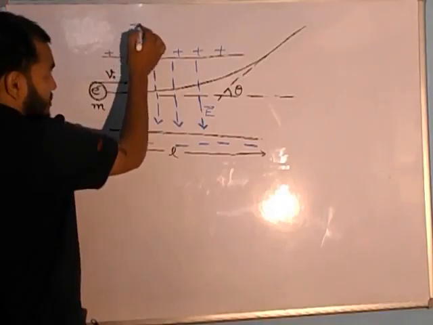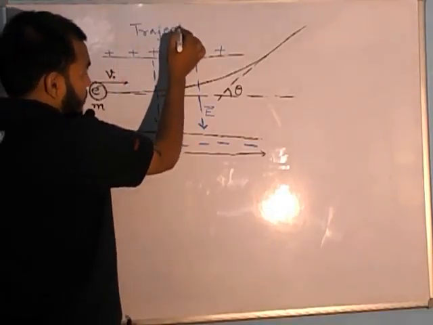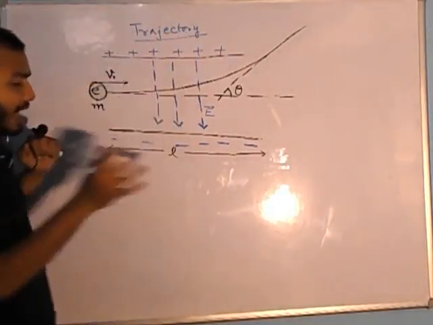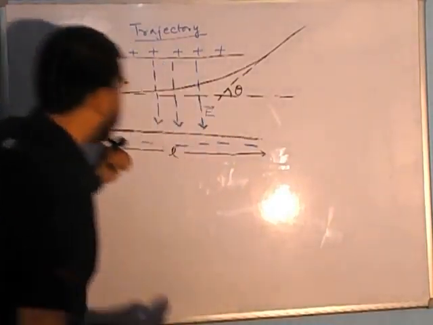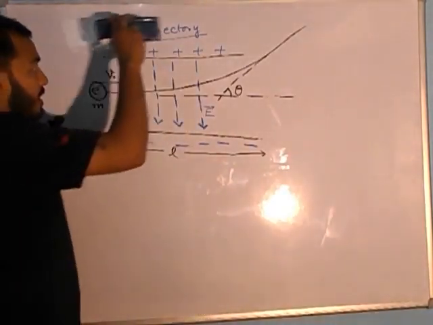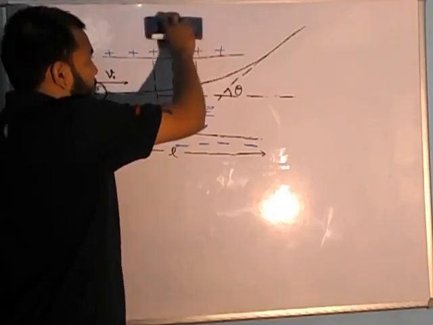That is the path. What is the trajectory of this electron? That we have to find over here. So we are going to work out the trajectory of an electron in a uniform electric field.